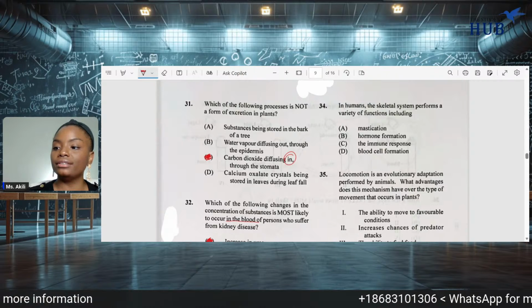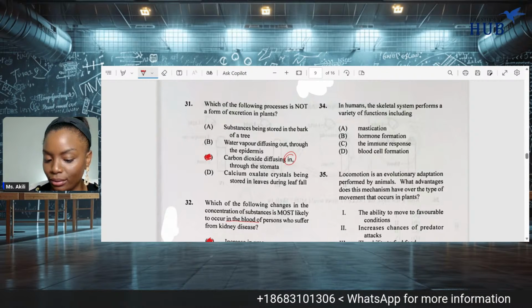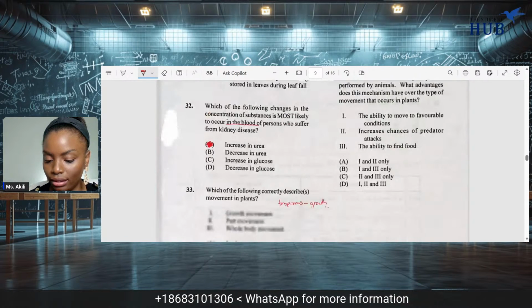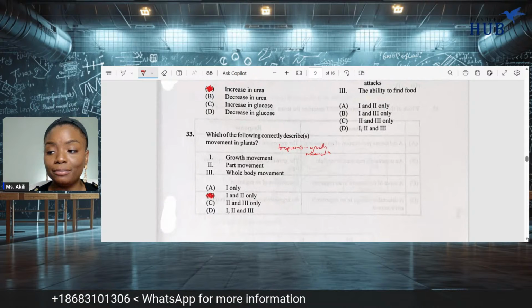Blood cell formation. You don't understand the last one, which is what? The one on movement in plants.